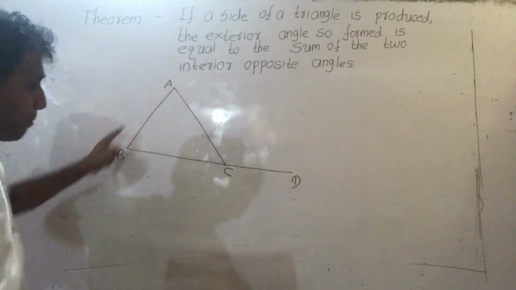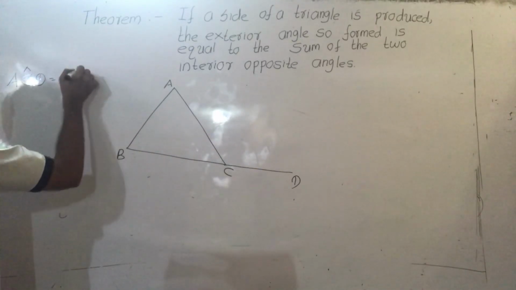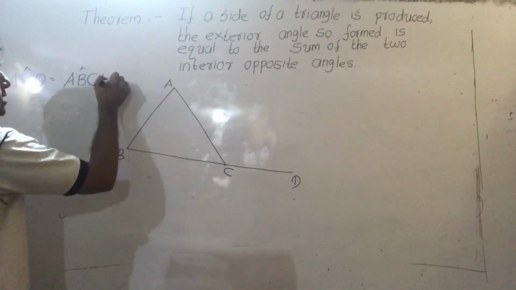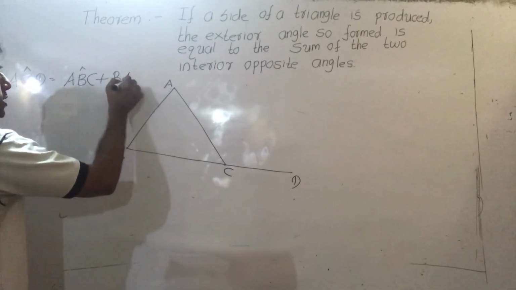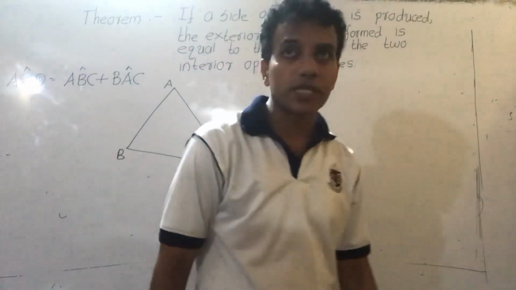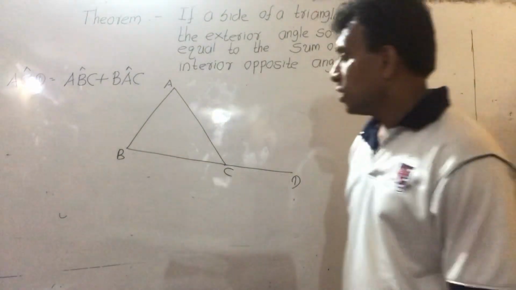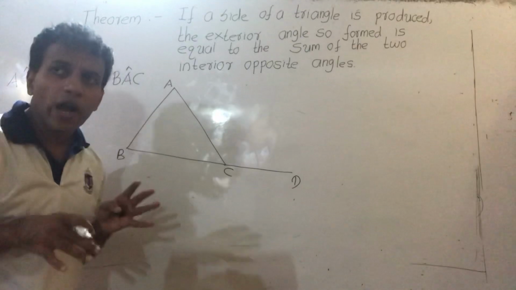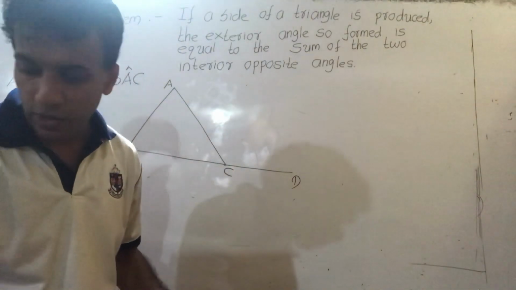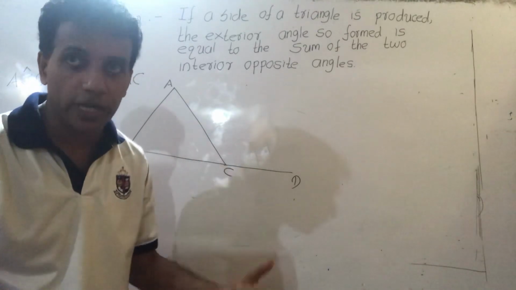What is this name? ABC angle plus here this one, BAC angle. Exterior angle equals the sum of the interior opposite angles. Right. So you can't do the theoretical proof using this diagram alone. We need some extra line, an additional line to be drawn here.